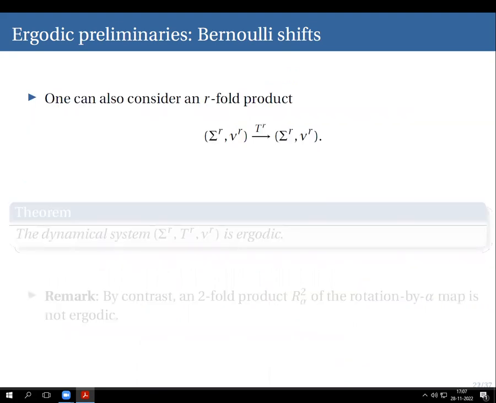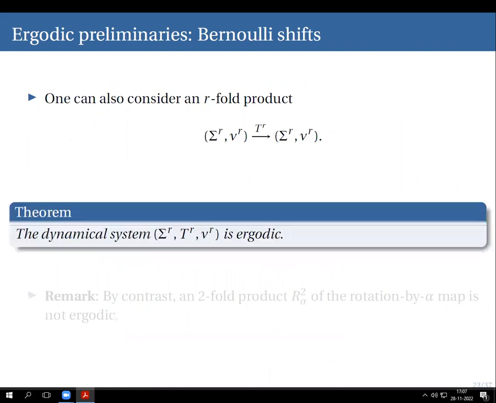And so instead of considering this just for one, I want to consider this R-fold product. So I have this R-fold dynamical system. Again, one of the theorems in ergodic theory is that this R-fold product of the ergodic system is ergodic. Maybe here I just want to point out that we apply the shift to each of them separately. And just to contrast this with the rotation: if you take a twofold product of the rotation by alpha, then that's not ergodic. So already this Bernoulli shift is way more powerful.